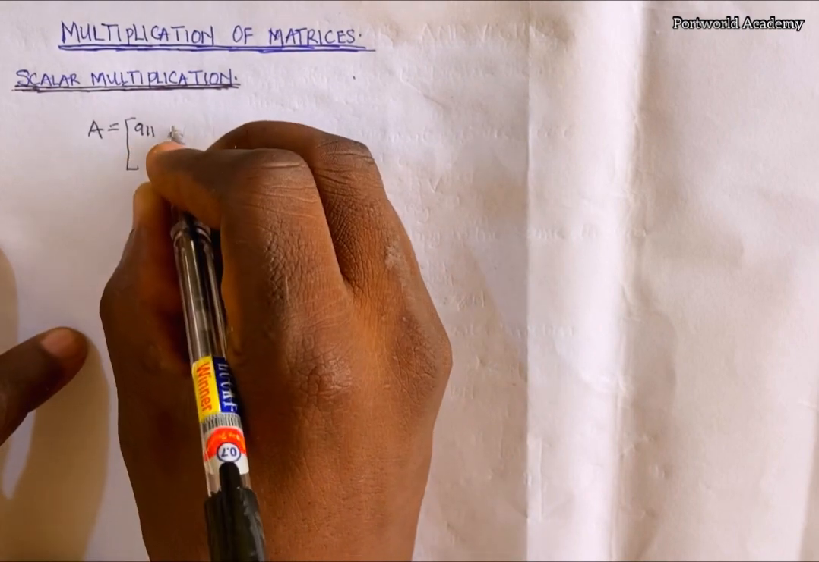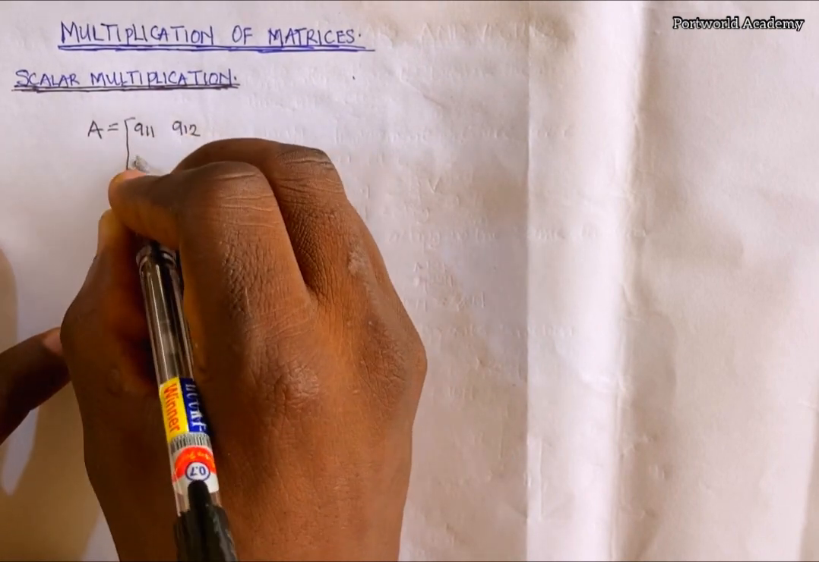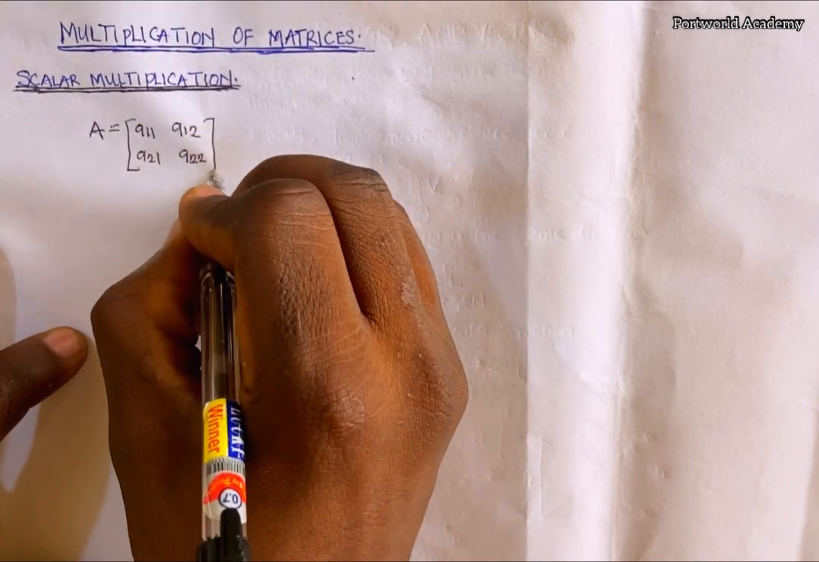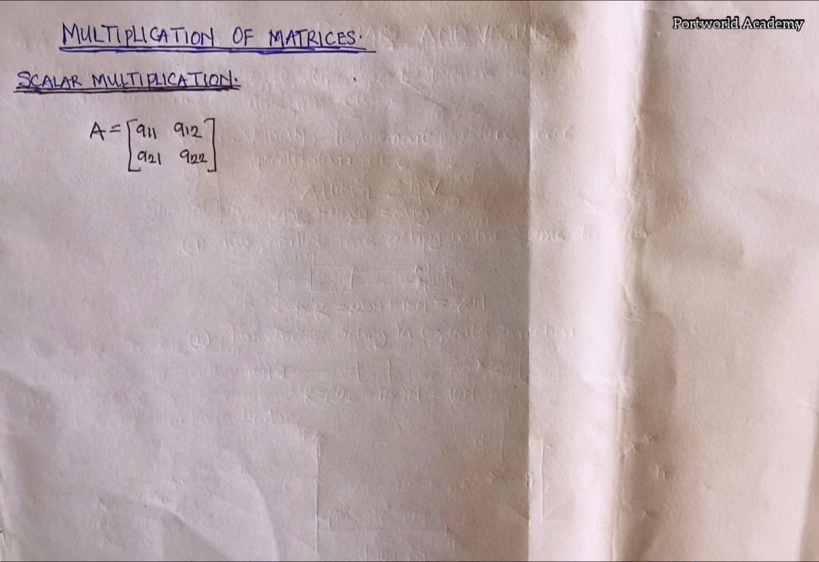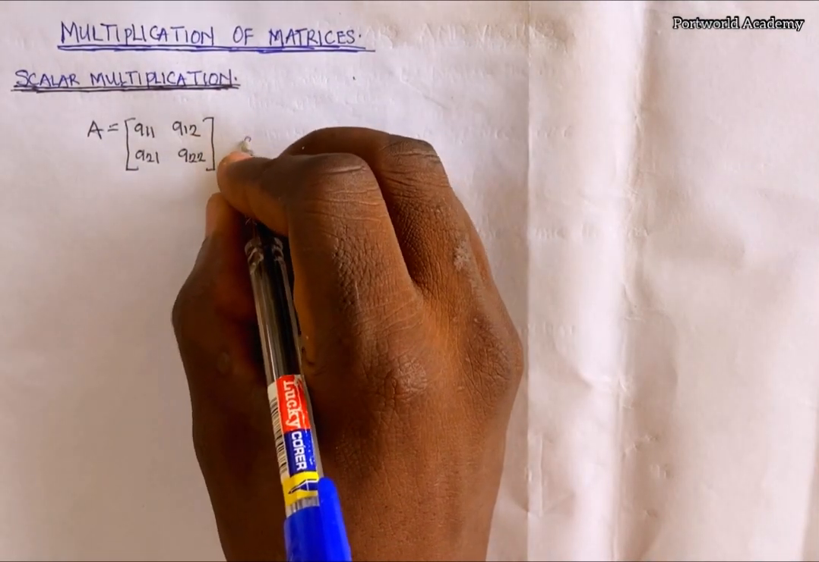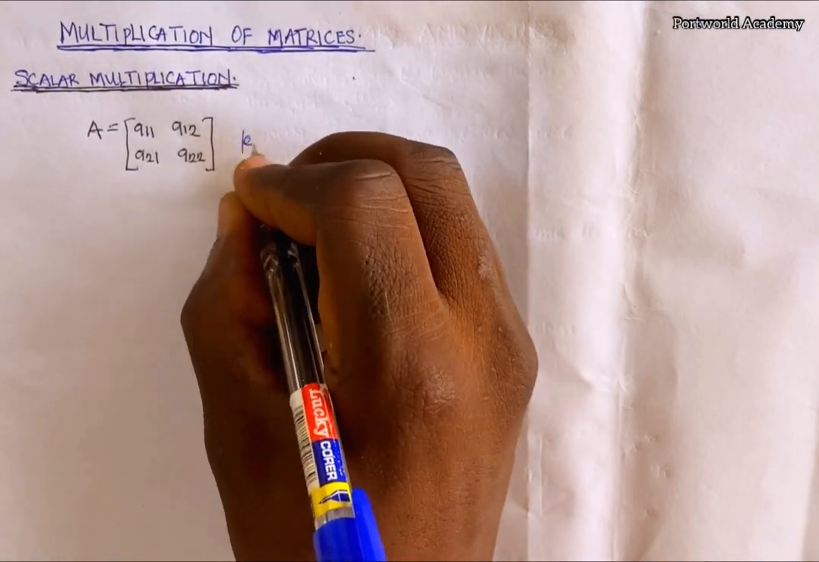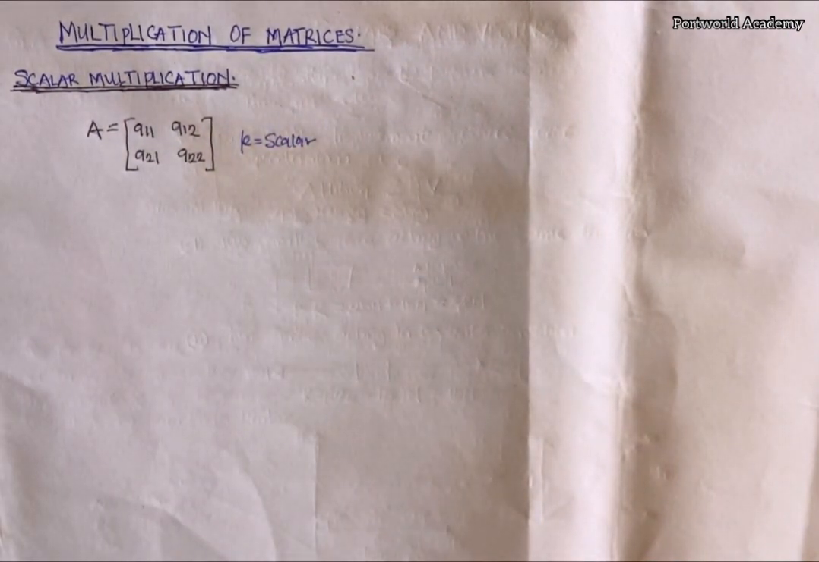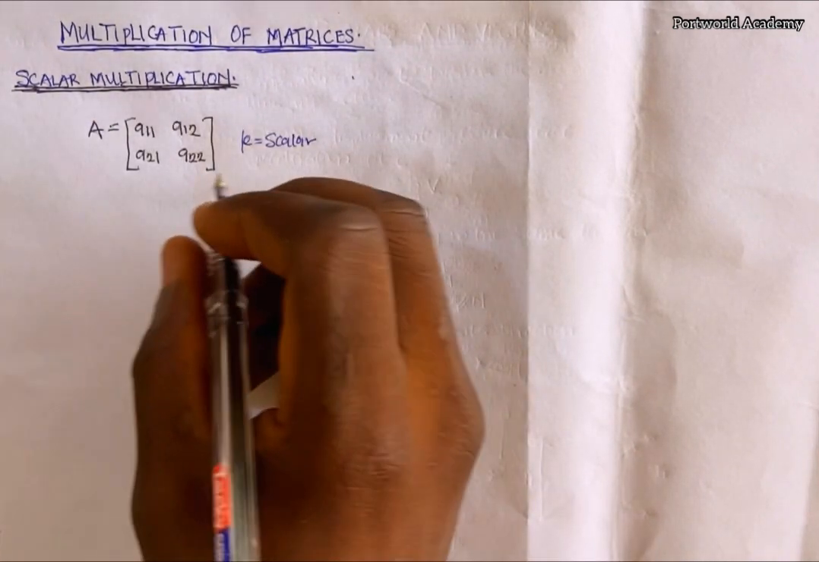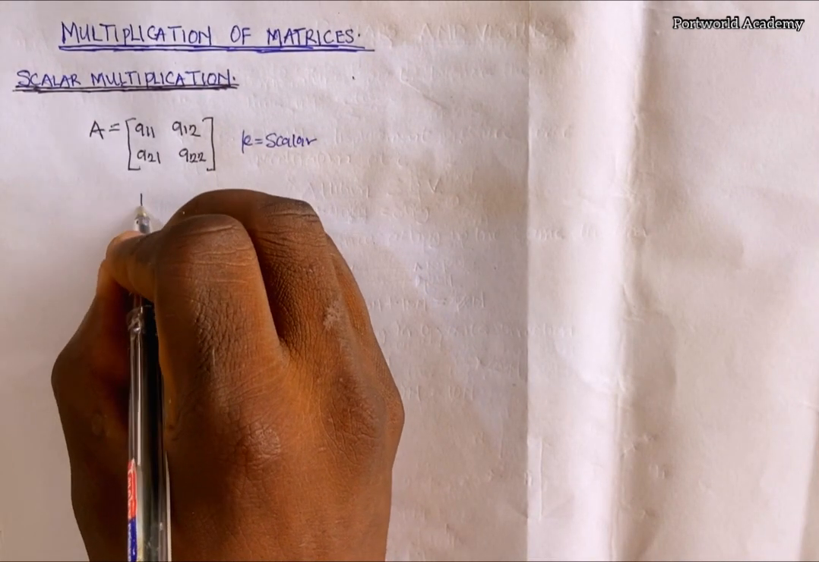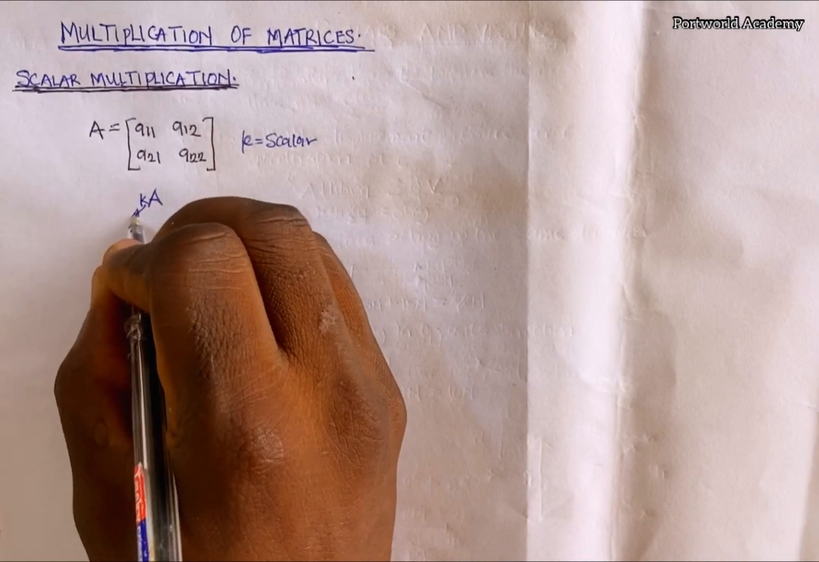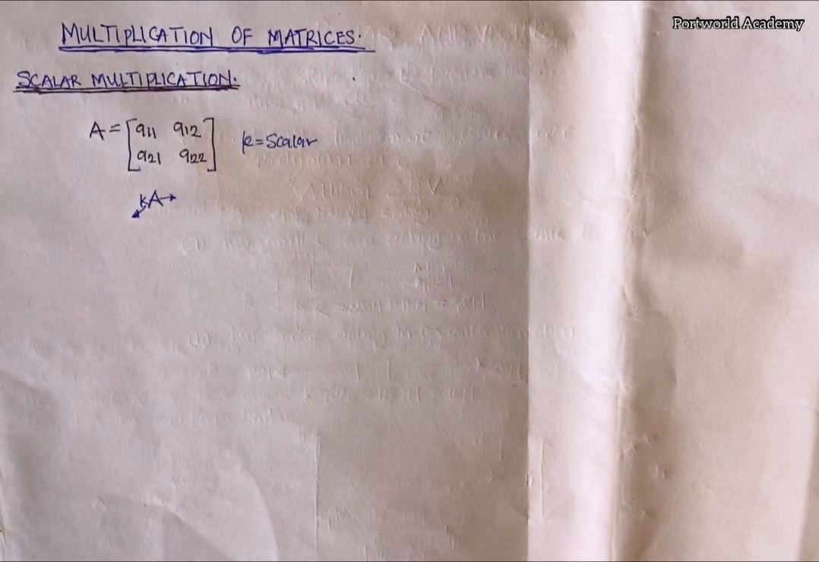So in scalar multiplication, suppose we have A equal to a11, a12, a21, and a22. So suppose we have matrix A equal to this, and let's say we have our k to be the scalar. So now what will happen in scalar multiplication is that we are going to have something in the form of kA, where our k is the scalar and our A is the matrix itself.